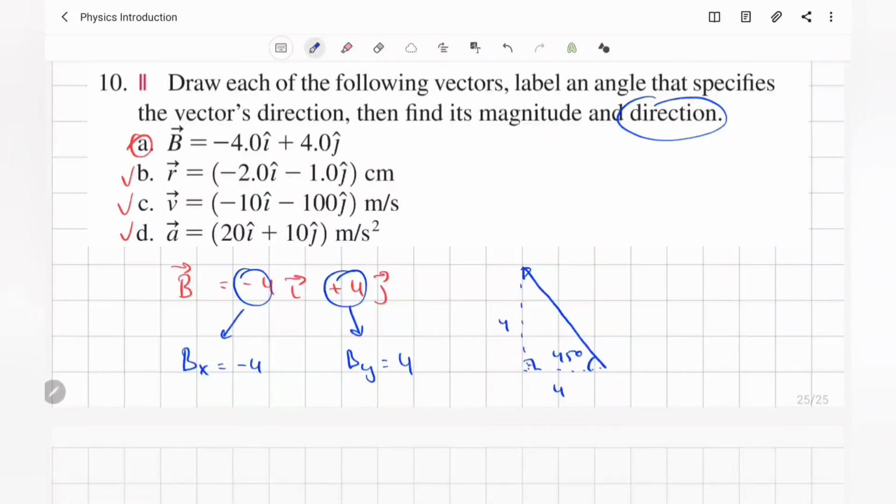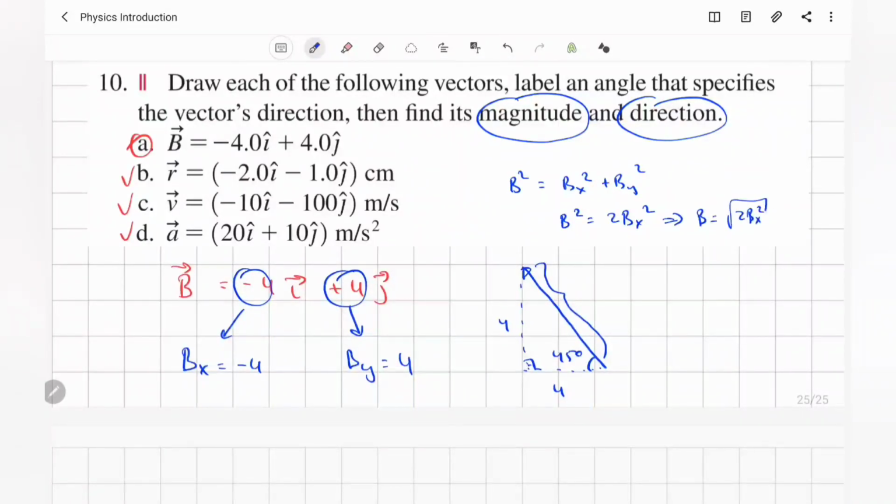Now it's time to find the magnitude. So basically it's the length of this part, the hypotenuse. Again, we will use the Pythagoras theorem. B squared equals bx squared plus by squared. And we know that bx equals by in terms of number. So b squared will be equal to 2 bx squared, and from here b is square root 2 times bx. So b equals bx times square root 2, and this will be the final answer, 4 square root 2. This is the magnitude.